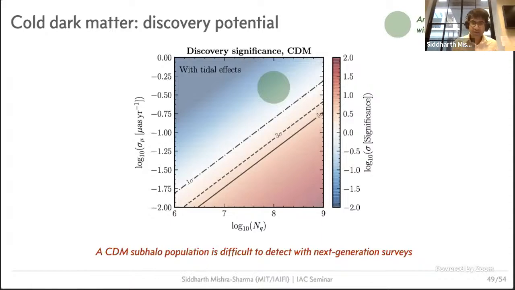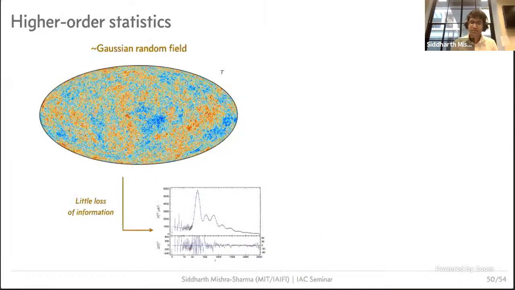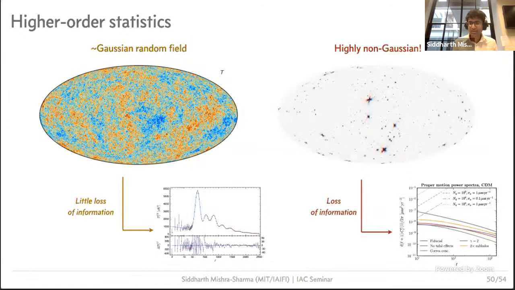So something I've been thinking about recently that's work in progress is using higher order statistics. So going back to the CMB, for example, this is very close to a Gaussian random field. So you can extract a power spectrum with little loss of information. The signal in our case, as you can clearly see, is very non-Gaussian. So when you're doing this reduction to summaries, you're losing information. So the question I asked is, can we use some of these simulation-based inference techniques based on machine learning to extract more information? And can you get close to the CDM parameter point with some of these more advanced methods?